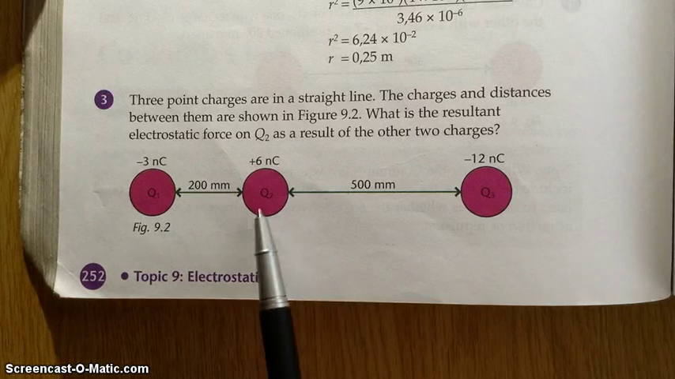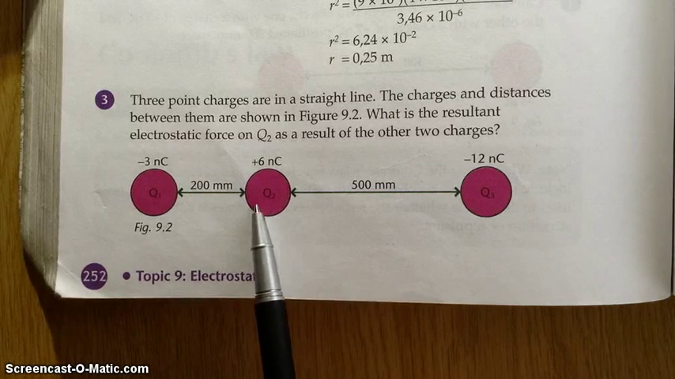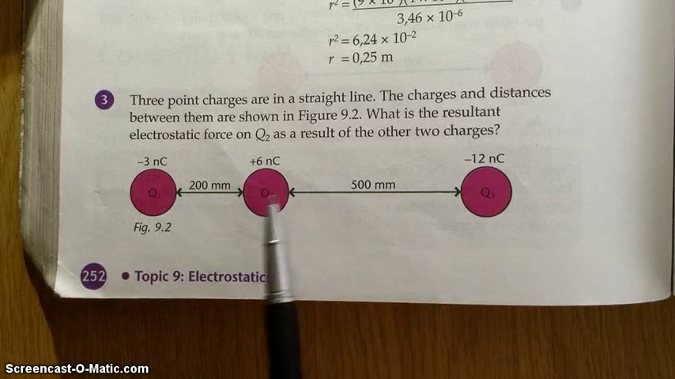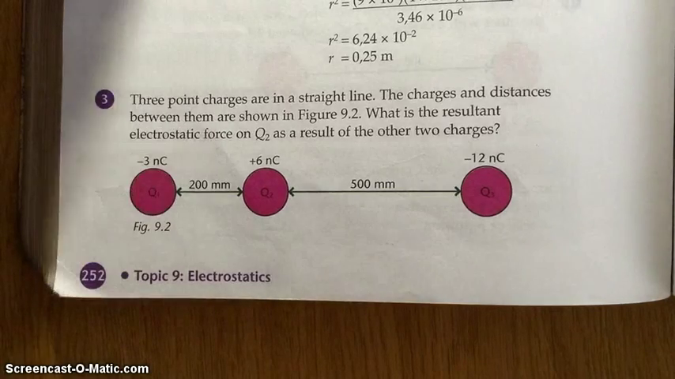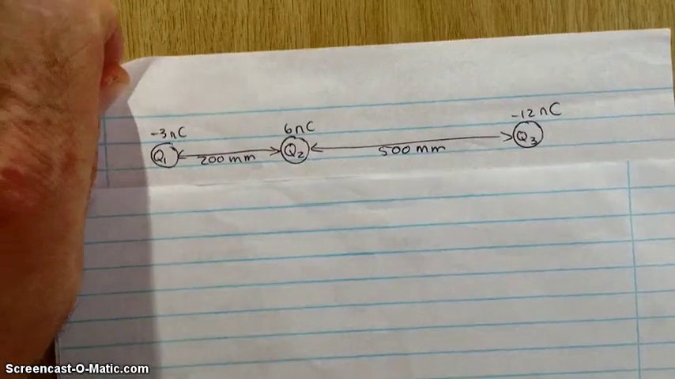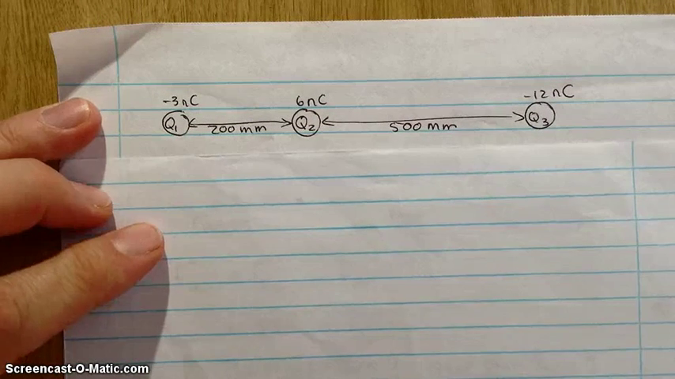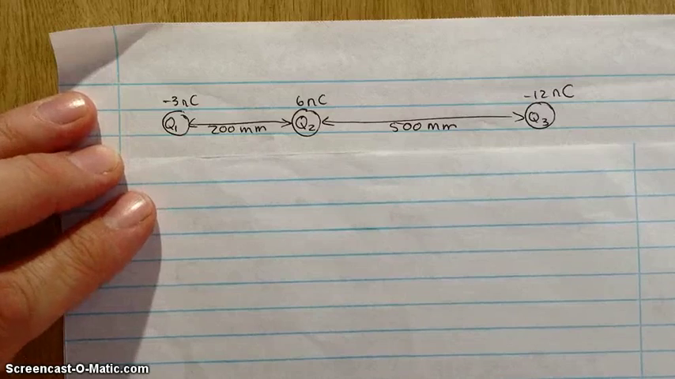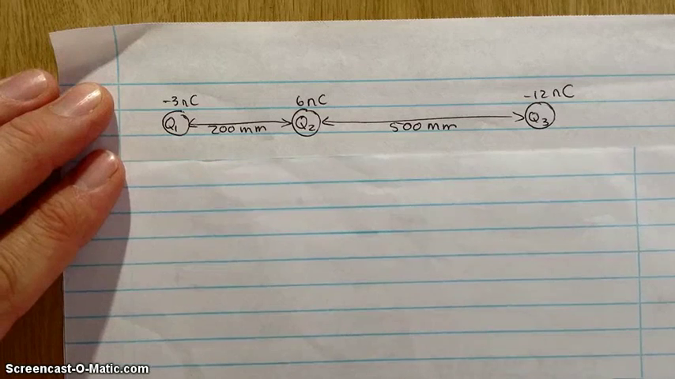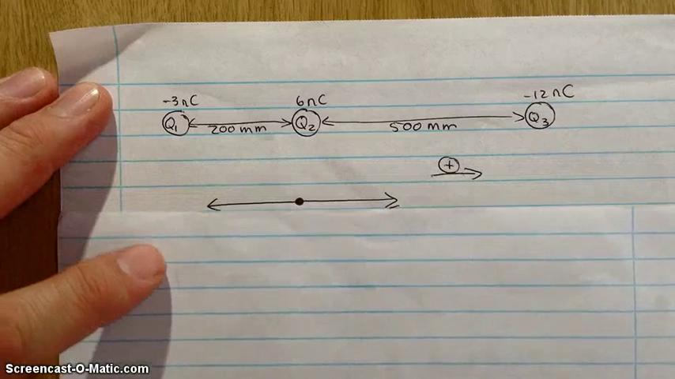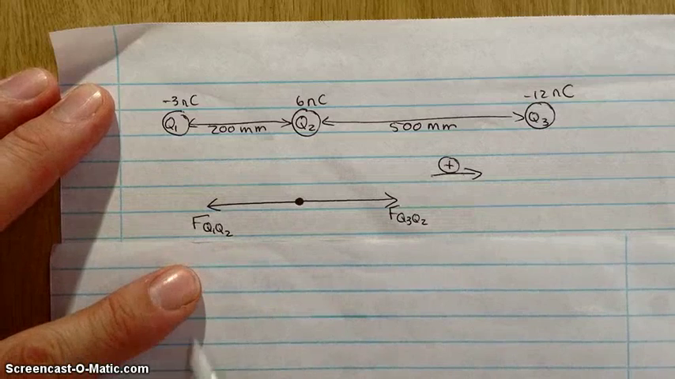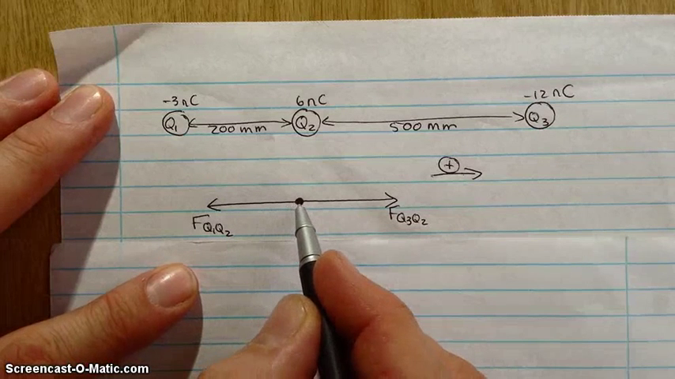Therefore, we need to focus on Q2 and the influence that the other two charges will have on that charge. Therefore, if we then look at the charges, just in another sketch, the first thing that you must always do when you work anything out in electrostatics with forces, you draw a free body diagram. So the free body diagram will look like this. Remember, we are focusing on Q2.